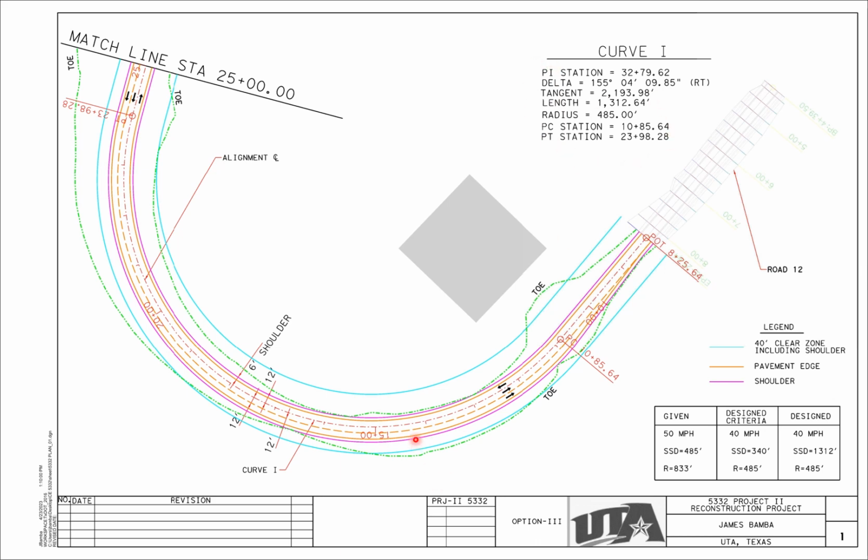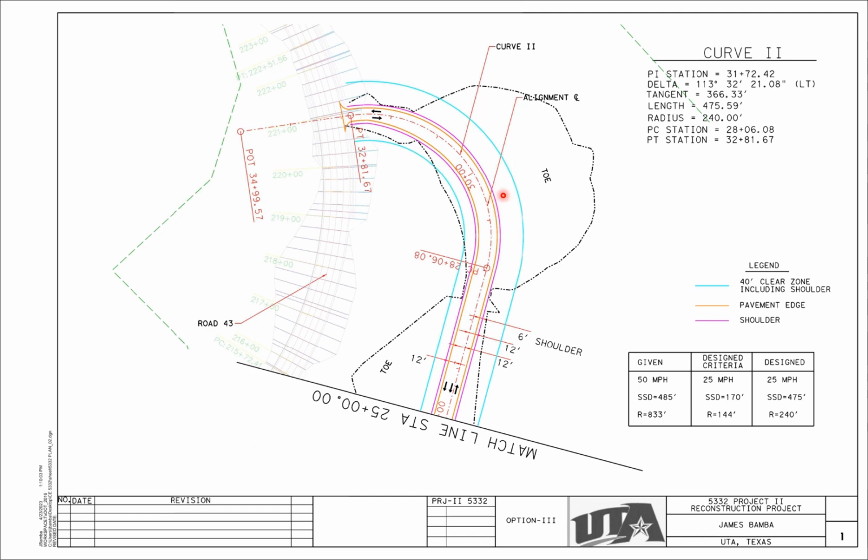So this is for 40 miles per hour, and then in the next slide, it's going to transition to 25 miles per hour, which is here. So I was able to do that too. I still have my clear zone here, and I was able to meet the minimum radius and then the stopping sight distance from phase one.